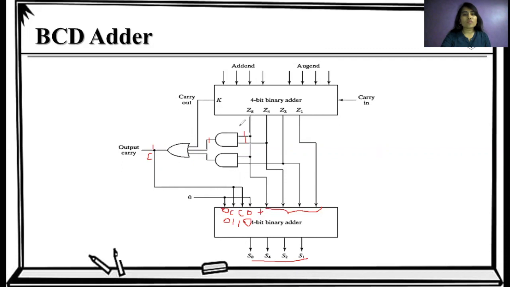If we have a valid code, then we have a 0 over here, 0 over here, and 0 over here. So ultimately we have 0000 over here. That means nothing will be added to this binary sum, as it is already in correct BCD format. So this is how this BCD adder works.